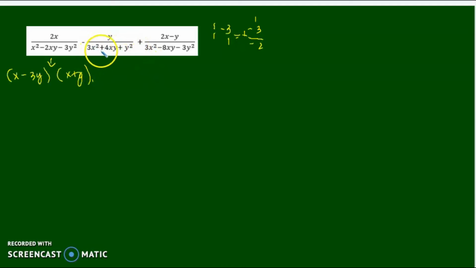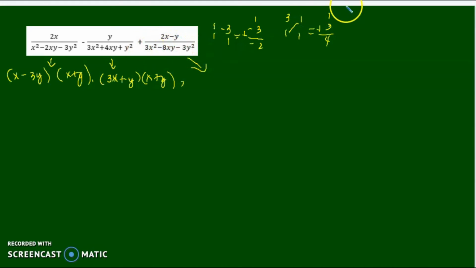Next, factors of 3x squared plus 4xy plus y squared. Factors of 3 are 3 and 1. Factors of 1 are 1 and 1. So then cross multiply. 1 times 1 is 1. 3 times 1 is 3. And then get the sum, which is 4, which is again equal to the middle term. So the factors are 3x plus y times x plus y.